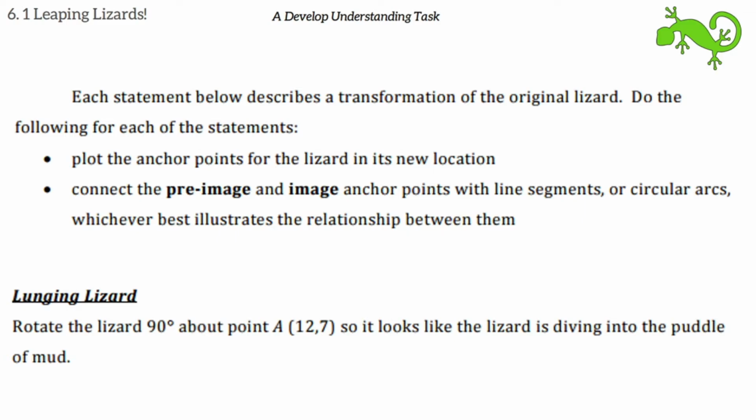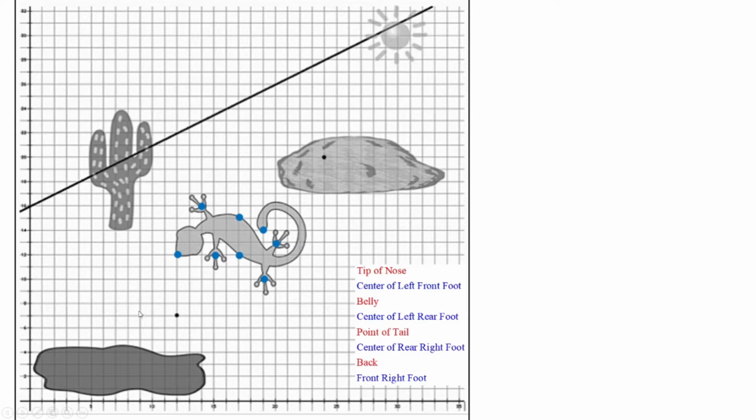For lunging lizard, we're going to rotate the lizard 90 degrees about point A, which has coordinates 12, 7. So it looks like the lizard is diving into the puddle of mud. All right, let's take a look at that. So here's our original lizard again. We're going to rotate 90 degrees counterclockwise about the point 12, 7.